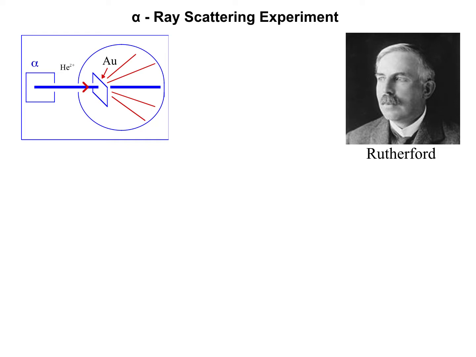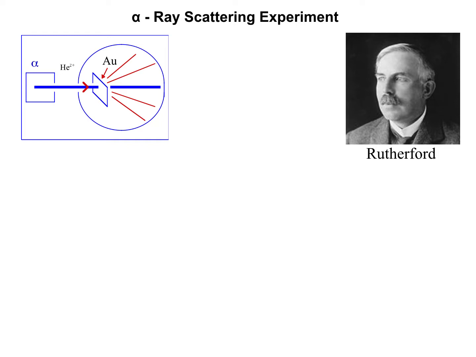In any event, the experiment is the following. You have a source of alpha rays on the left in the box. The blue line indicates the alpha ray particle, which is a helium nucleus with two positive charges on it. We know that now, not at that time. And a thin gold foil is put in its path.